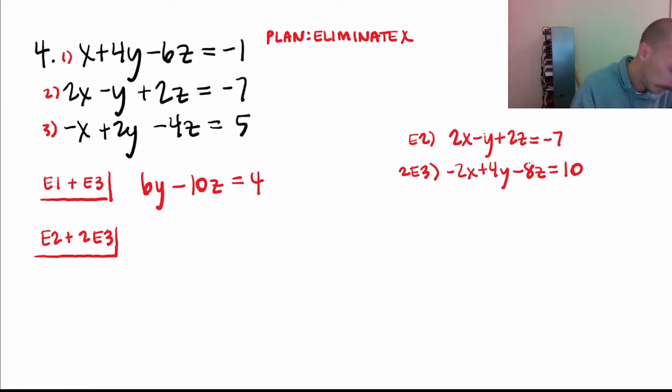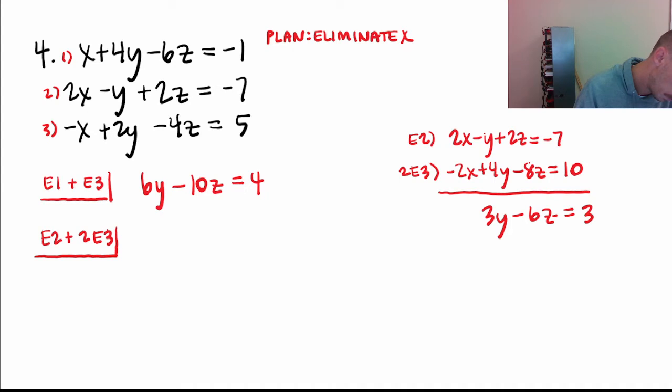All right, then I'm going to add these things together, and I should have an equation in y and z, just like this other one over there. Okay, no x's, 3 y's, negative 6 z's equals 3. Okay, so I've got 3y minus 6z equals 3.